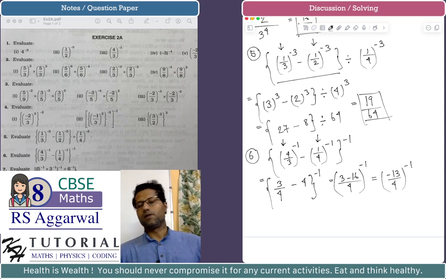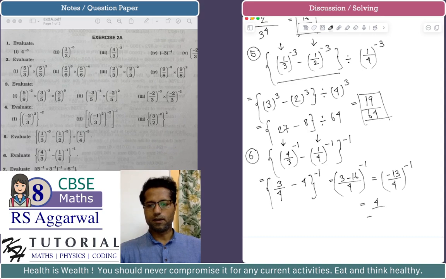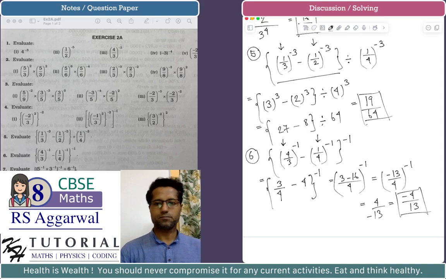Now a power of minus 1 means the reciprocal. So minus 13 by 4 whole raised to the power minus 1 means it is the reciprocal of minus 13 by 4, which is equal to 4 by minus 13. We have to make the denominator positive, and it becomes minus 4 by 13. Okay.